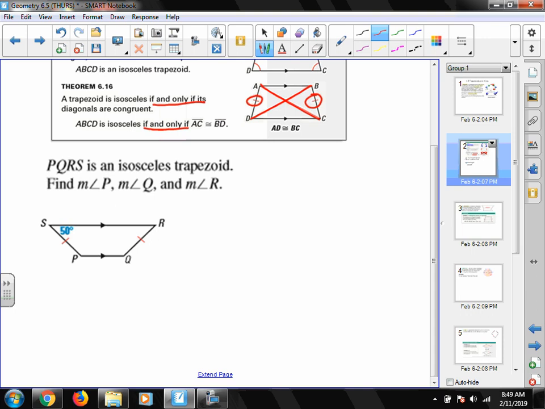So take a look at an example here on the right-hand side of your page. PQRS is an isosceles trapezoid. Okay, this part is important. It is an isosceles trapezoid. We need to find the measure of angle P, angle Q, and the measure of angle R. I'm going to start right away with the measure of angle R. I've got my two parallel sides right here, SR and PQ, and I know that angle S is 50. Since this is an isosceles trapezoid, angle R also has to be 50.